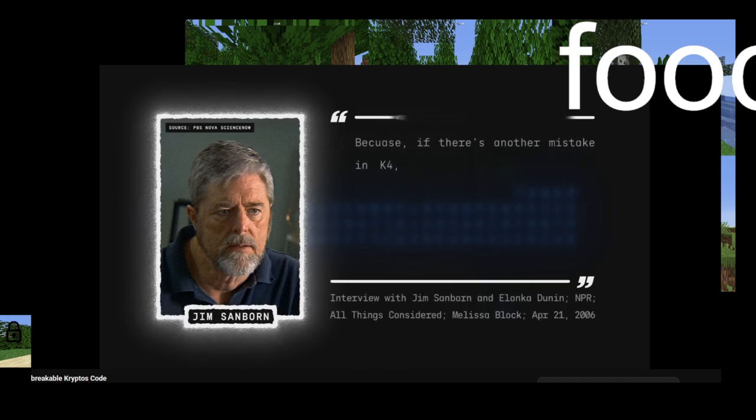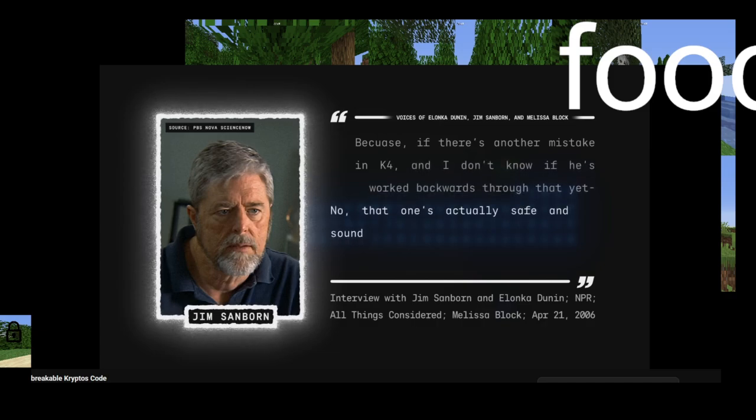Because if there's another mistake in K4, and I don't know if he's worked backwards through that yet. No, that one's actually safe and sound and fairly accurate. You sure about that, Tim? Yes.